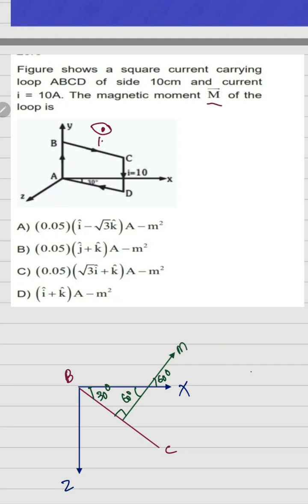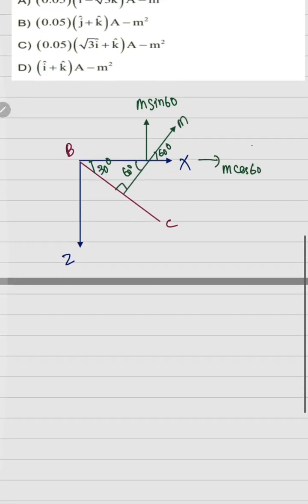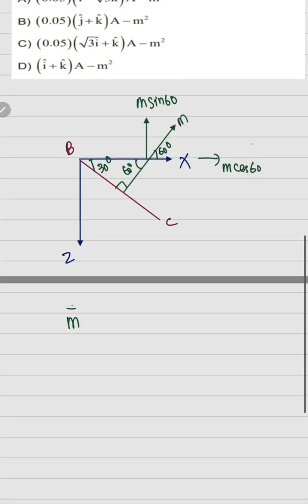Now you resolve this magnetic moment. While resolving it, one component will be along this direction, it is m cos 60, and the other component will be along this direction, this is m sin 60. So we can write the resultant moment as m cos 60 along the x axis, positive i cap, and m sin 60 along the minus z axis, so minus m sin 60 k cap.